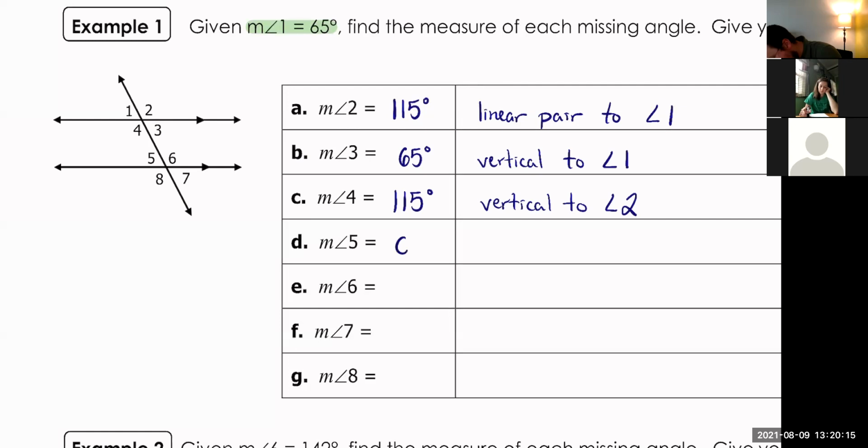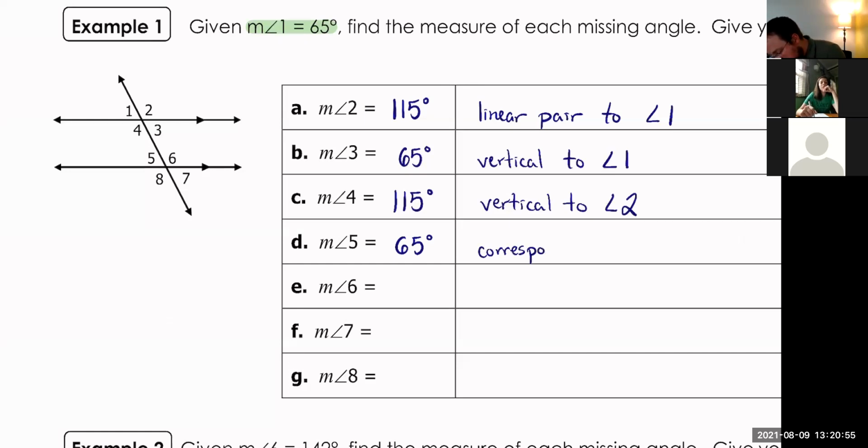Okay, I would agree with that. I'm curious to hear the reasoning. What other angle were you looking at that made you say 65? Angle 1, okay. So how are angles 1 and 5 related? They're not vertical because they have to be attached. Not quite linear either. They're still too far apart to be linear. 1 and 5 are on the same side of the transversal, opening in the same general direction. Corresponding. They are corresponding.